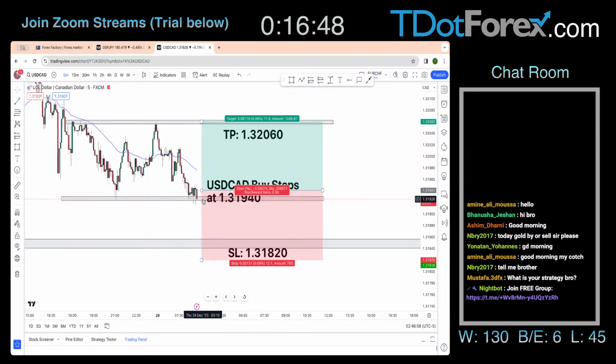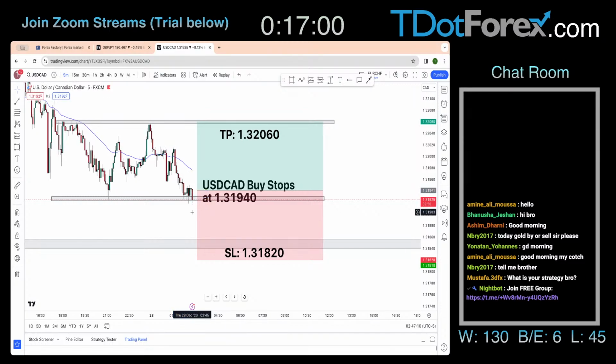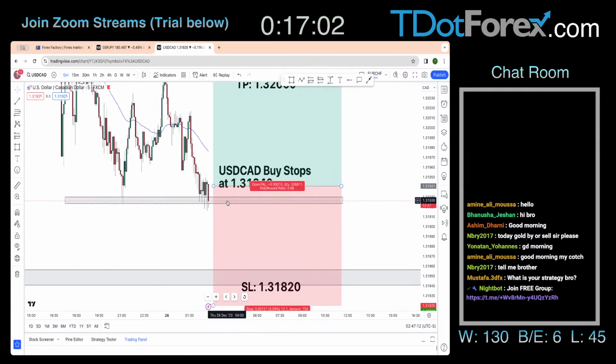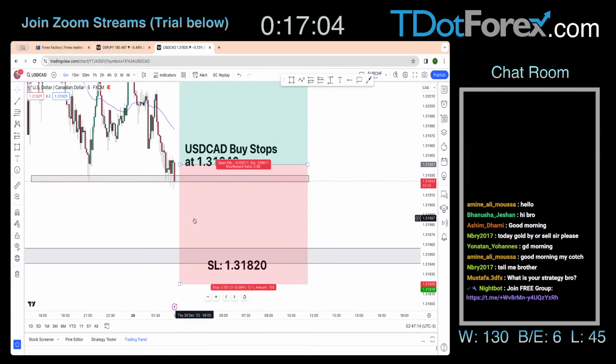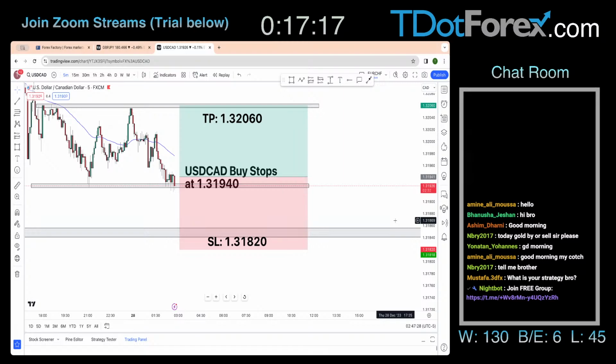Not willing to miss this one if it does give us that push, which is almost there right here. Almost there. If this gives us this, oh, there you go, almost there. One more push here. One more push. And I'm taking this. Come on. So it's a buy stop for USD CAD at 131.940. Stop loss at 131.820. And TP at 132.060. There you go.